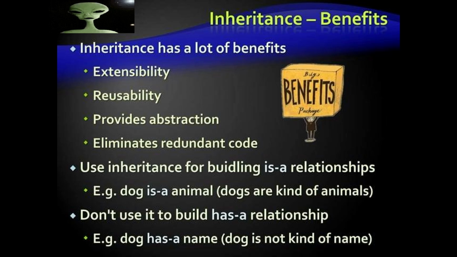Don't use it to build has-a relationships. Dog has a name. Dog is not a kind of name on planet Earth. But it could be on planet Zeeble. It follows our linguistic morphology. Another example of an is-a relationship is alien is a superior being to Earthlings.